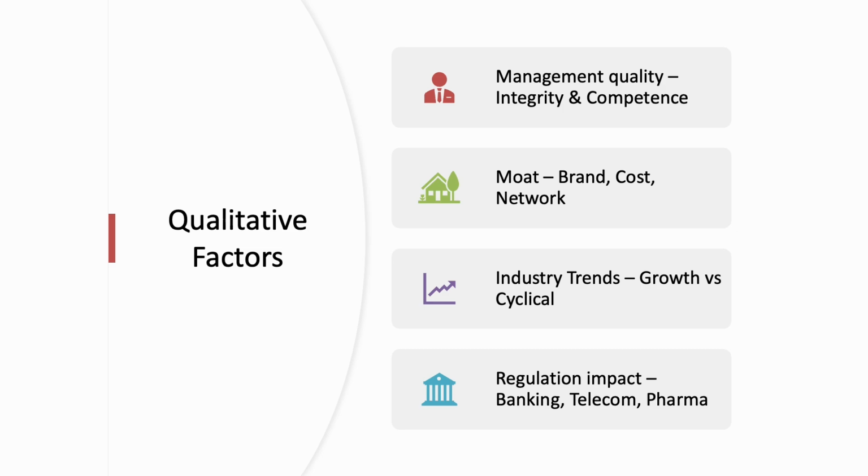Government policies and regulations. The fourth factor is the role of government and regulation. In some industries, regulation plays a massive role in profitability. For example, banking is tightly regulated by RBI. Rules on NPAs, provisioning, and capital adequacy directly affect profits.